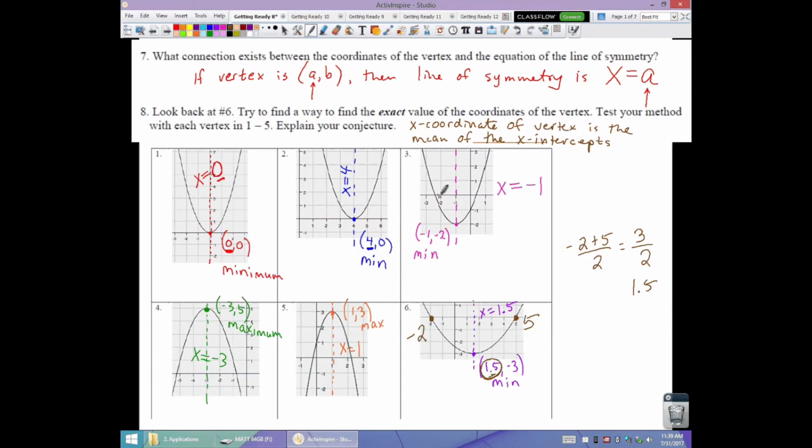So again, we're estimating the x-intercepts there. -2 1/3 plus 1 1/3 would be -1. I'm sorry, that's 1/3 and -2 1/3. So -2 1/3 plus 1/3 is -2. Divide that in half is -1. It works there.